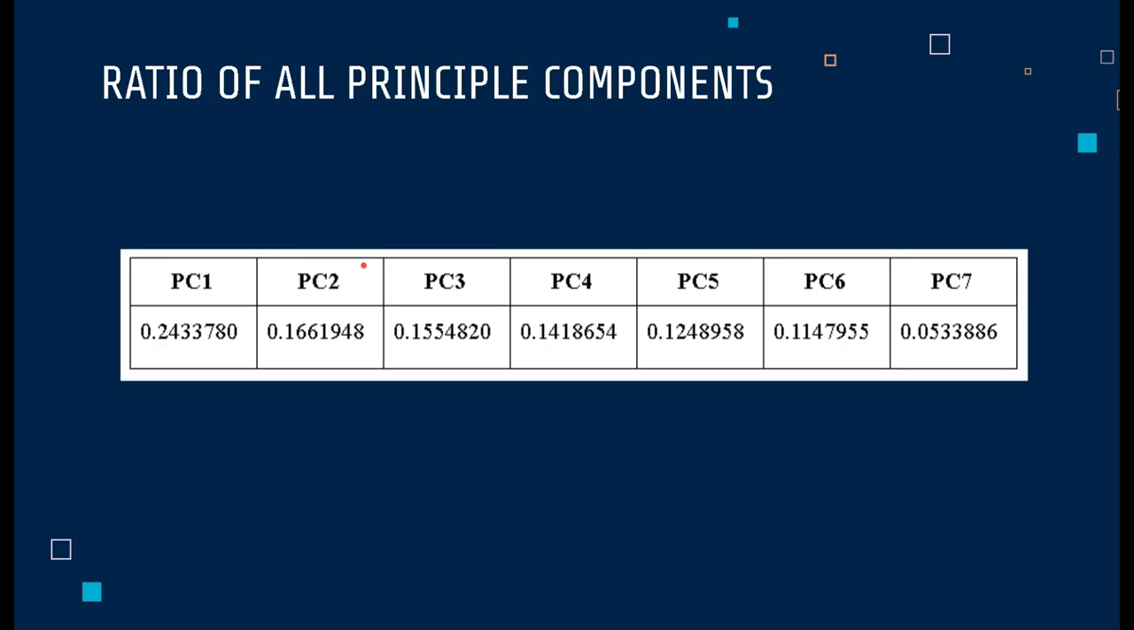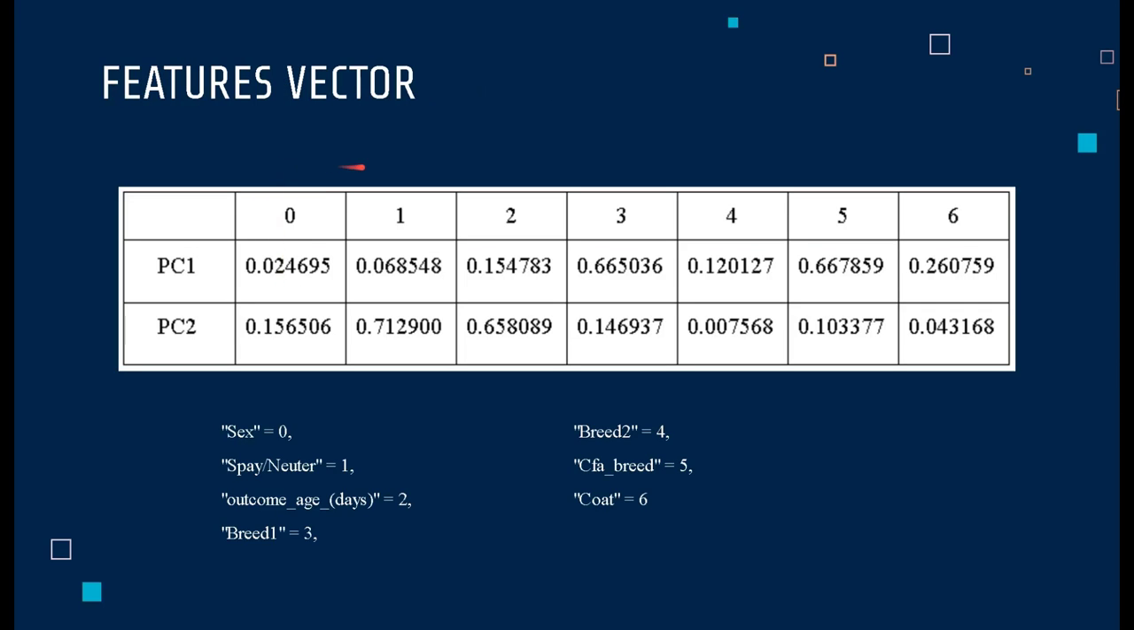So let's see the eigenvectors of these eigenvalues. Let's see the feature vectors of PC1 and PC2. So this is the feature vector of PC1 and PC2. The values at the top, 0, 1, 2, 3, 4, 5, and 6 here, represent the variables of the data.